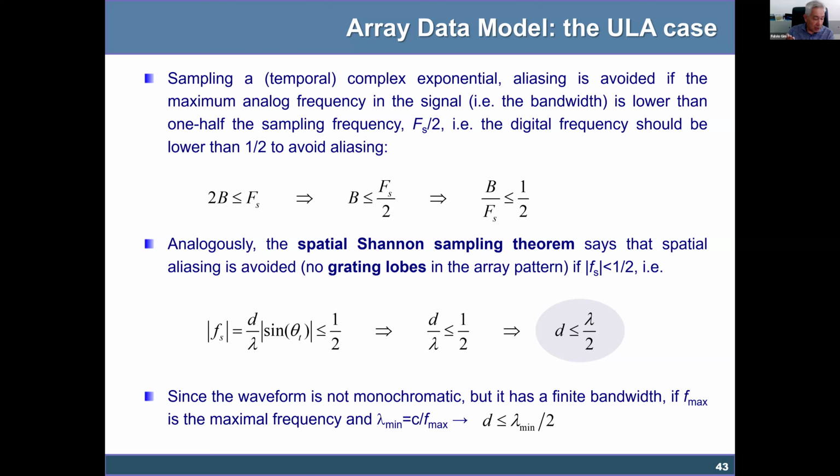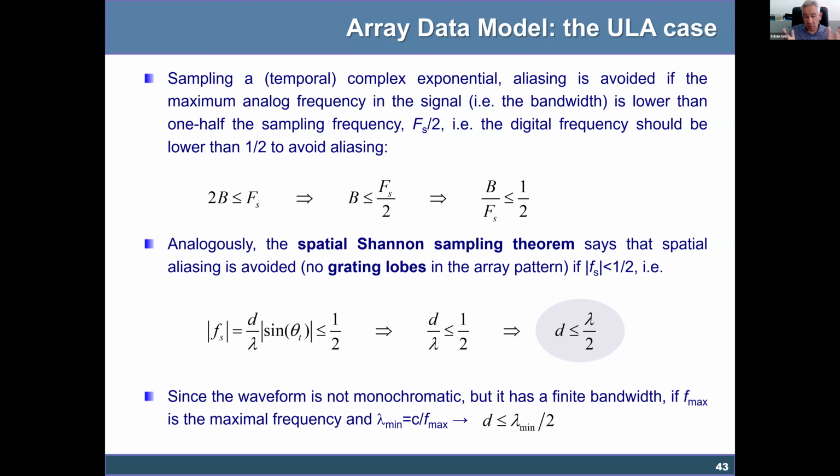Now, if you use a uniform linear array, basically we are sampling the signal uniformly in space. This is very similar to what we do in the time domain, when we sample in time uniformly. The only difference is that now the sampling is in space. So how do we implement the uniform sampling in space? By building a uniform linear array.